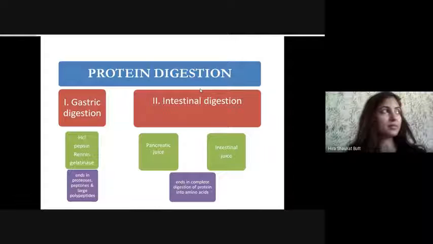Metabolism is the utilization of the absorbed food particles, the absorbed outcomes in the blood and in the cell, where those components will be utilized in multiple reactions. So protein digestion is divided into two components. One is the gastric part and the other one is the intestinal part.